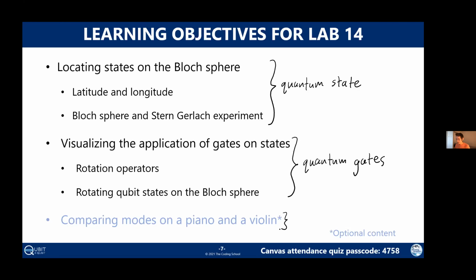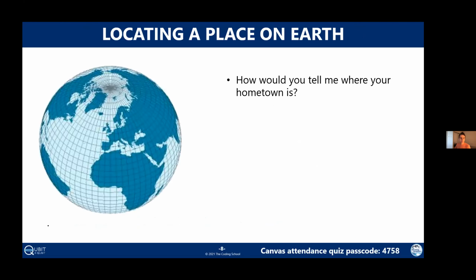Okay, so let's talk a little bit about the Bloch sphere. We have seen this slide before in, I think, the optional content of that previous lab. And it's a good way to think about why the Bloch sphere works and why we define it in the way we do. Now, I could ask you a question. How would you tell me where your hometown is on the globe? And you could tell me what your city name is or something like that.